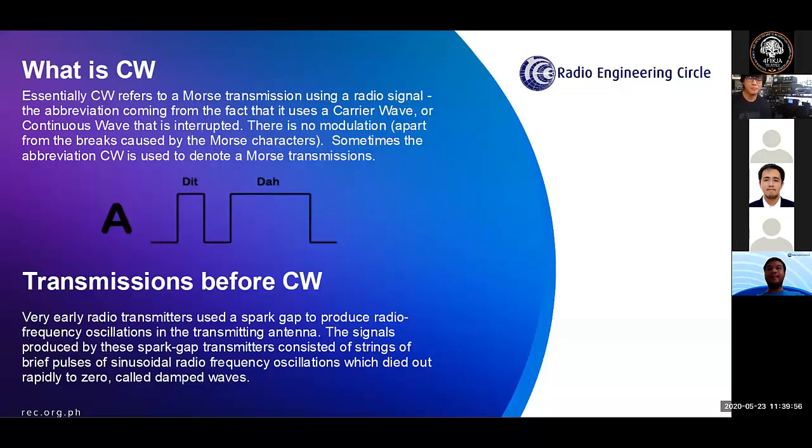Before CW transmission, they used spark gap. For most of you engineers, it's like high voltage, and when you have a gap between two rods, you create a spark. That spark creates magnetic properties and sends the signal, and there's a coherer on the receiver which interprets the signals that you're sending. There's plenty of story about that, but we're going to concentrate on the Morse code itself.